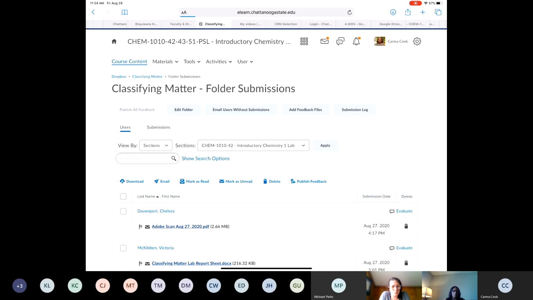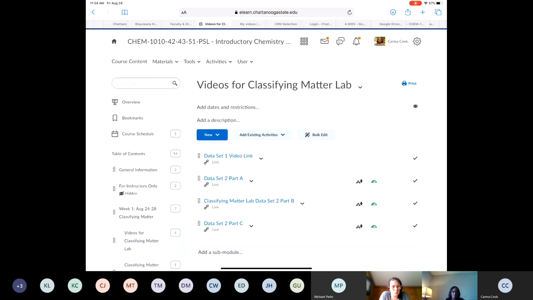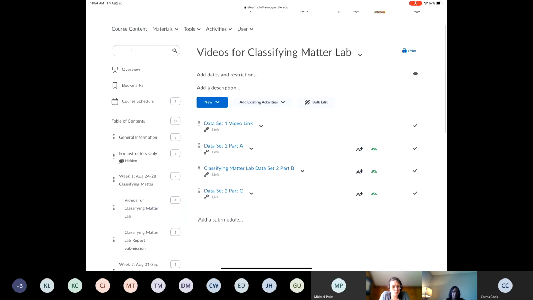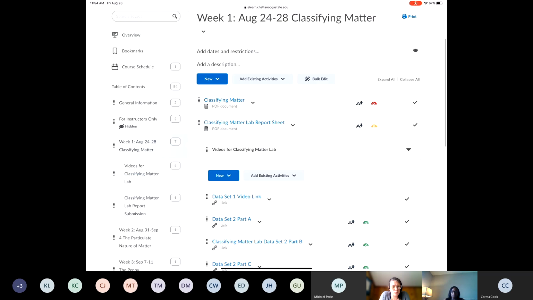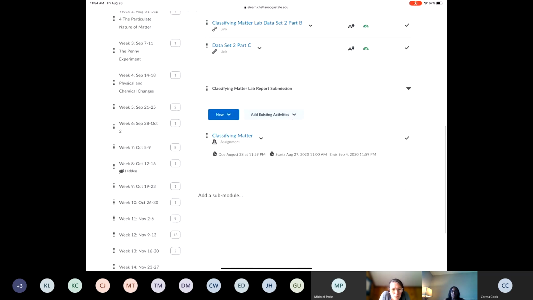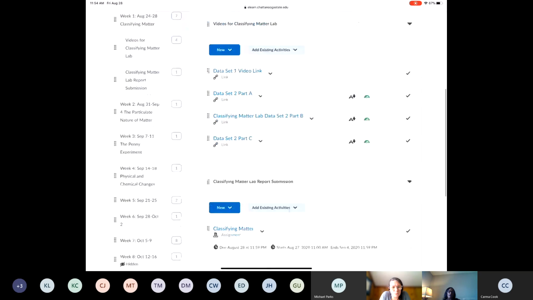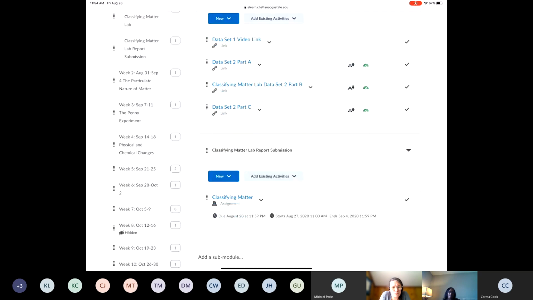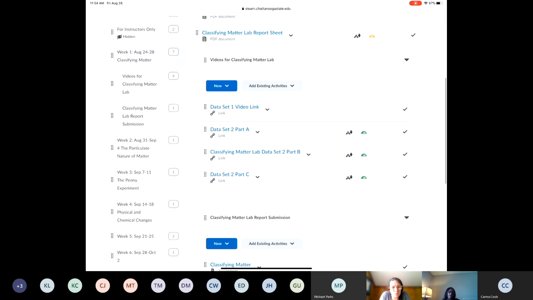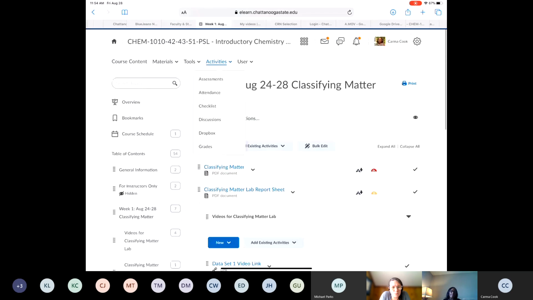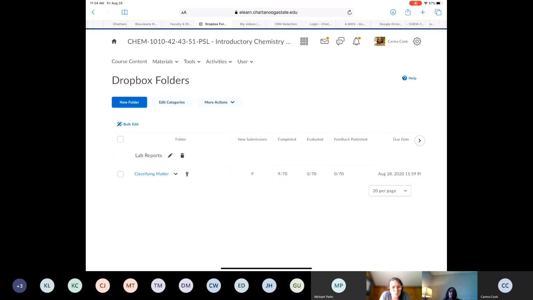Another way is to go to the course content, go to week 1, scroll down, and there's the Dropbox again. So there are 2 different places in eLearn where you can find the Dropboxes for the lab. Under the course content for that week, I'll always copy the link and put a Dropbox there, but you can always go directly to Activities and Dropbox.